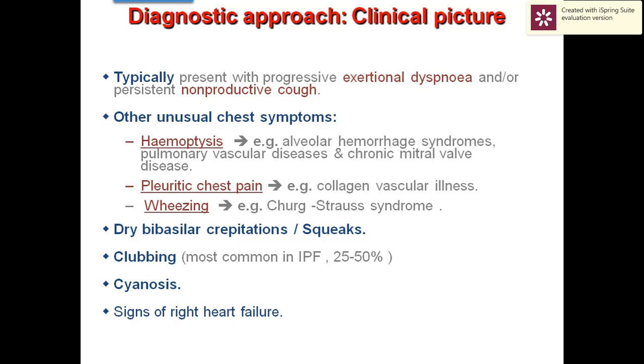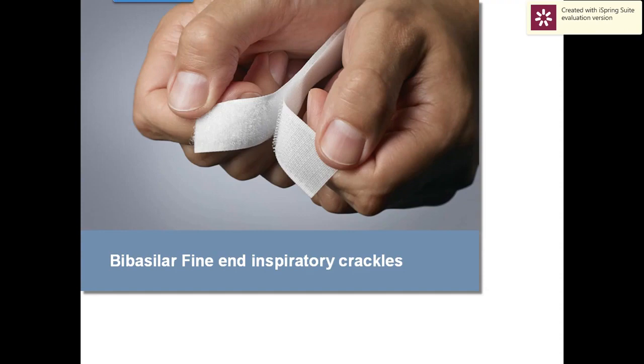Finger clubbing in chronic disease accounts for mostly 25 to 50%. Cyanosis and long-standing disease can result in cor pulmonale and right-sided heart failure. This is the Velcro sound, like the adhesive strip, listen. Fine end-inspiratory crepitations: you have to check for DPLD, or the possibility of a diagnosis of DPLD.